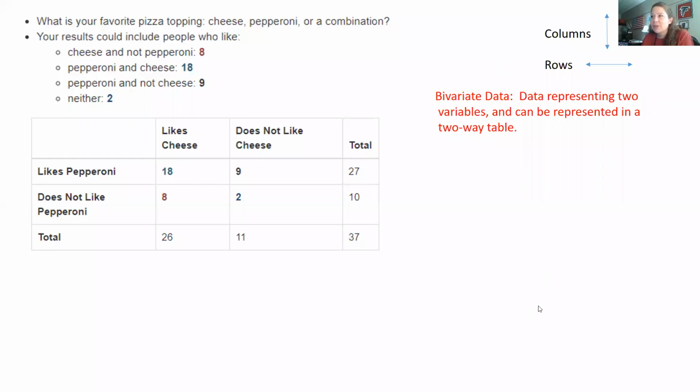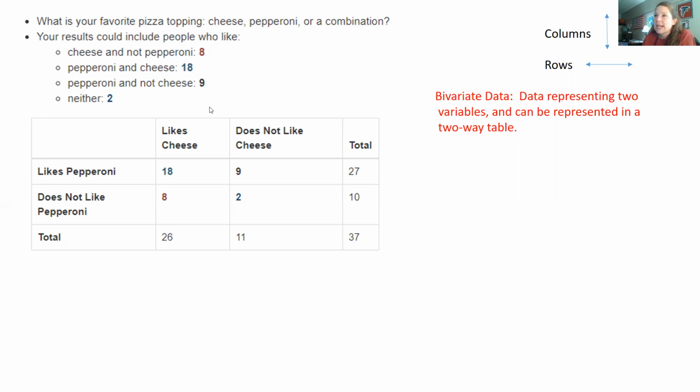Hey guys, today we're going to talk about two-way tables. I know Florida Virtual calls them frequency tables, but I prefer to call them two-way tables. When you collect bivariate data, you can always display it on a two-way table. The definition of bivariate data is on your screen. It says data representing two variables, and this information doesn't overlap, and it can be represented in a two-way table.